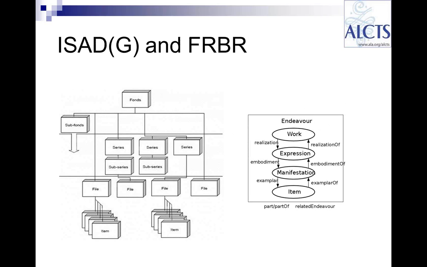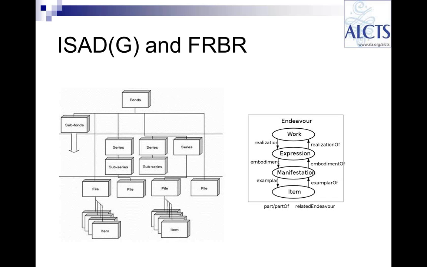The biggest problem, or the biggest hurdle for archivists trying to use RDA, and in some cases, librarians trying to use RDA with DACS, centers around the FRBR Group 1 entities. The diagram on the right is from FRBR, showing the familiar work, expression, manifestation, item model for describing materials, while the diagram on the left on your screen is from ISAD-G.